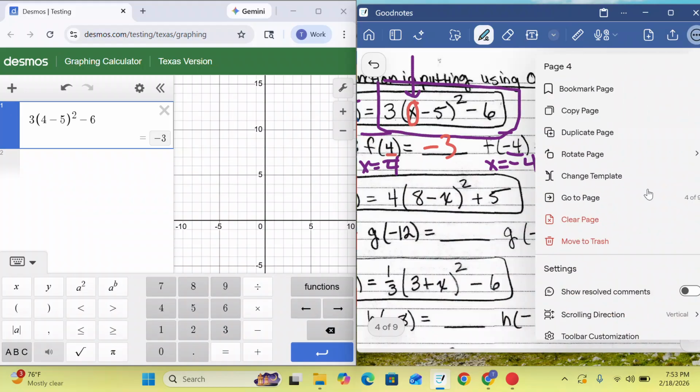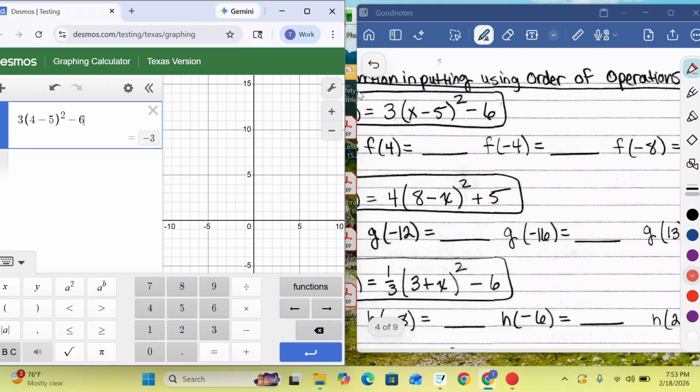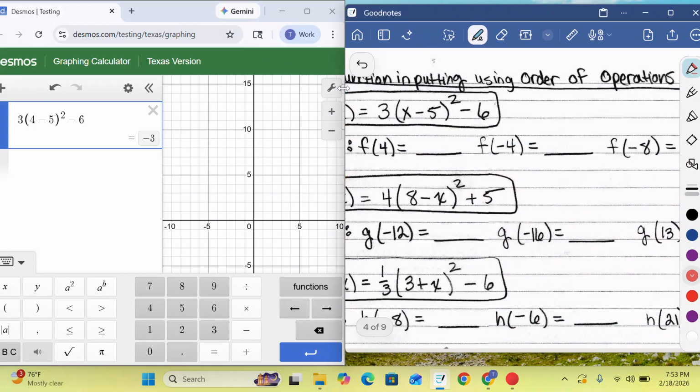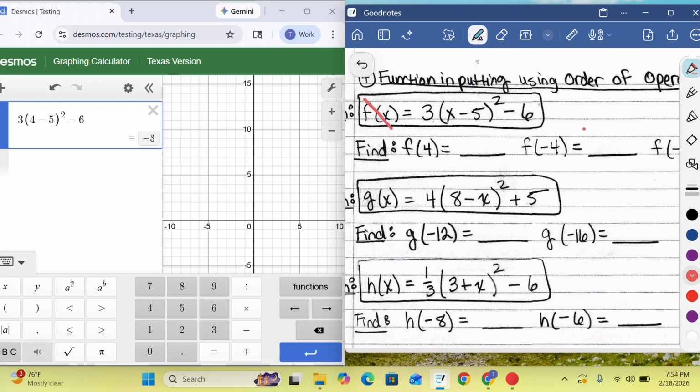So I'm going to go ahead and delete it, so that way we can see it one more time, and I can take you step by step on how to do this. So once again, the answer is -3. How do I get that? First step, I've got to get the f of x.